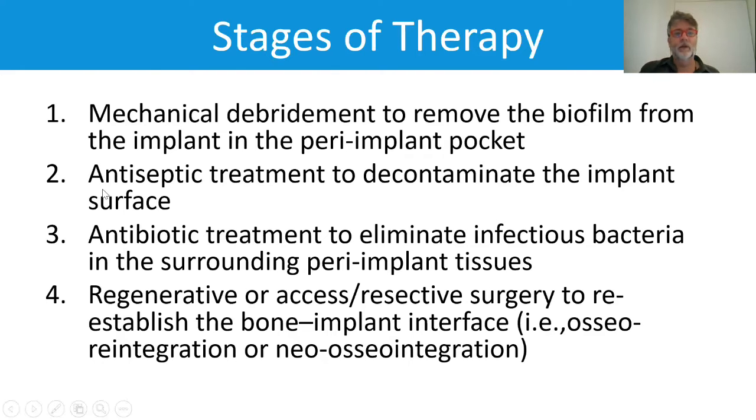Now, the next thing is antibiotic regime to eliminate infectious bacteria in the surrounding peri-implant tissues. Now, you can use antibiotics, and in fact, oftentimes, if they've got a full-blown peri-implantitis, you will need to treat that as well with antibiotics, because you've got an osteitis going on in the bone. So you need to treat the osteitis. You've got infected bone going on, and you need to treat that. But giving the patient antibiotics without sorting out 1 and 2 is a waste of time.